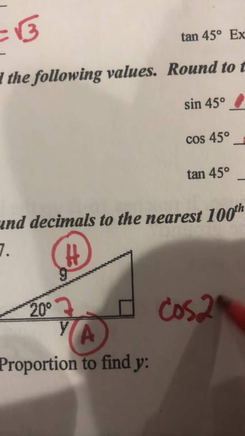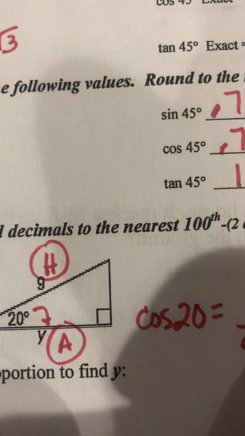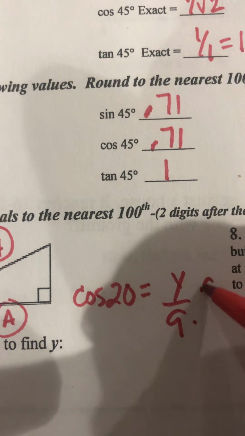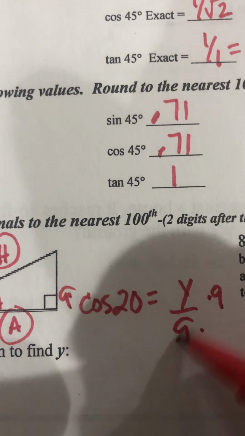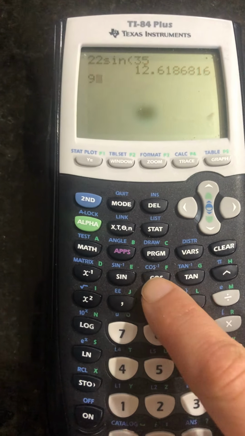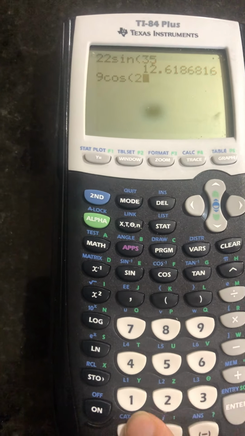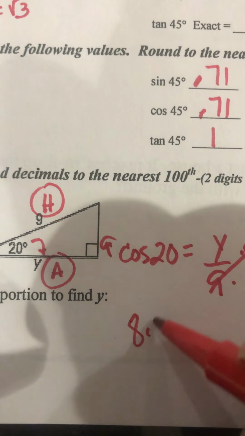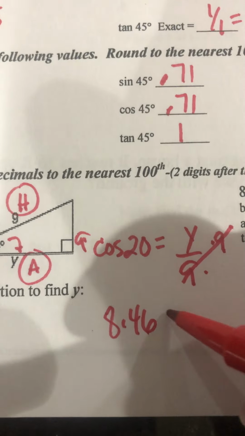So the cos of 20 is equal to y over 9. I'm going to solve this by multiplying both sides by 9. I'm going to come over to my calculator and type in 9 cos 20. 9 cos 20, 8.46 equals y.